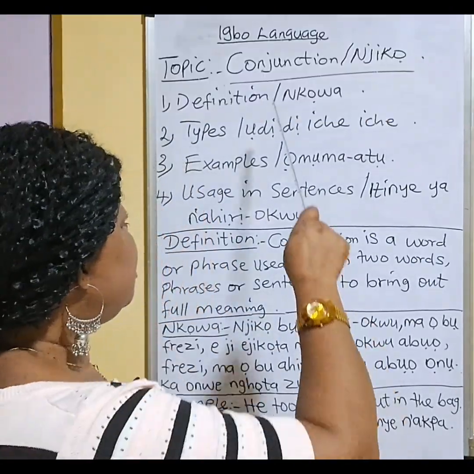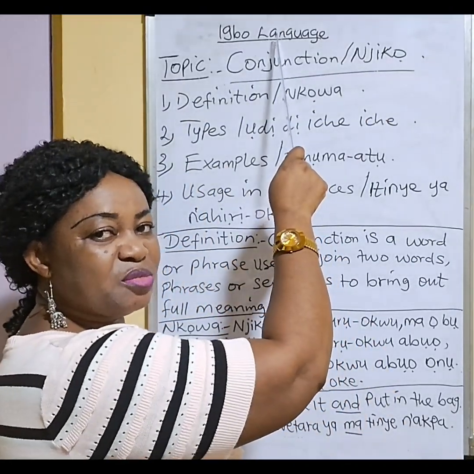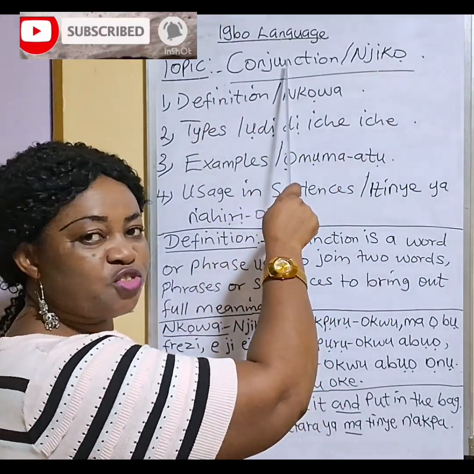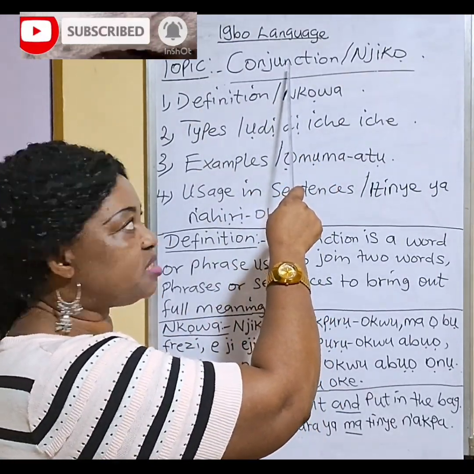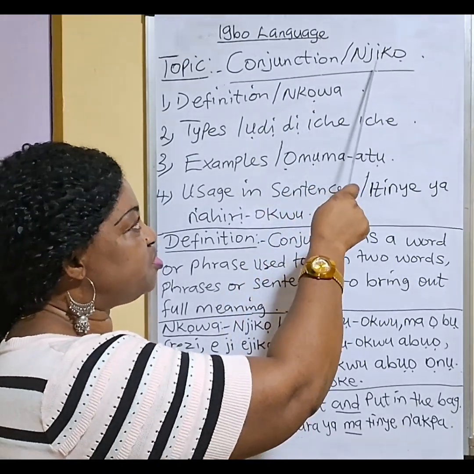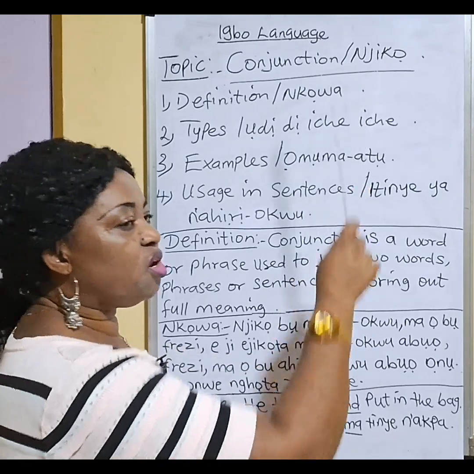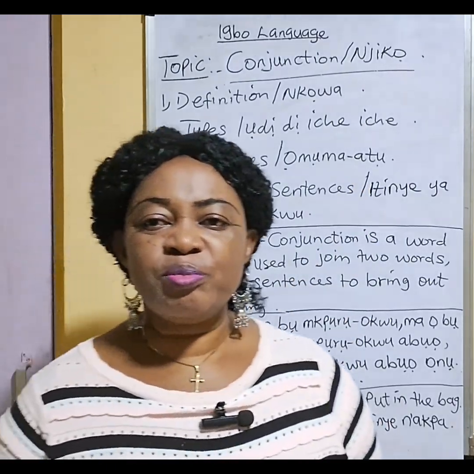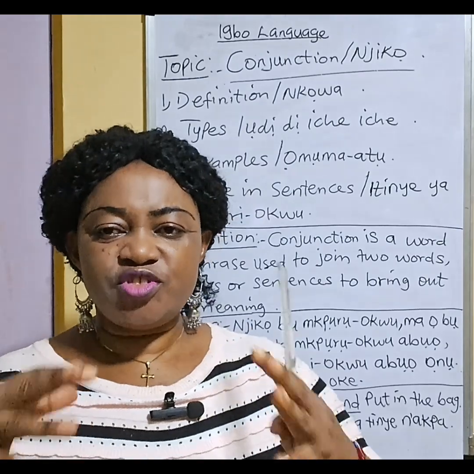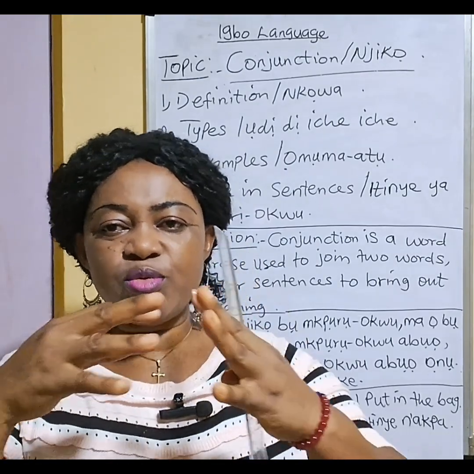We have Igbo language. Our topic today is conjunction. Class, say it. Conjunction. Conjunction in Igbo simply means njiko. Again, njiko. Conjunction means something that joins two things together. Njiko, ihe jikoro, ihe abuo onu.